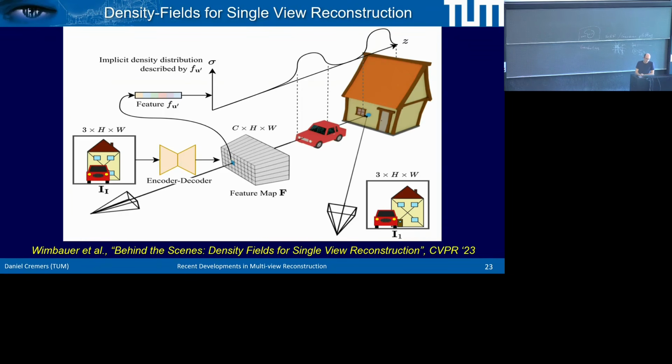But the nice thing about this approach is that it is trained on training data in a self-supervised way, and it can be applied to new test data, and then you can predict the 3D world from a single image. So it's single view reconstruction, and we use density fields and we can train it. So how do we train it?